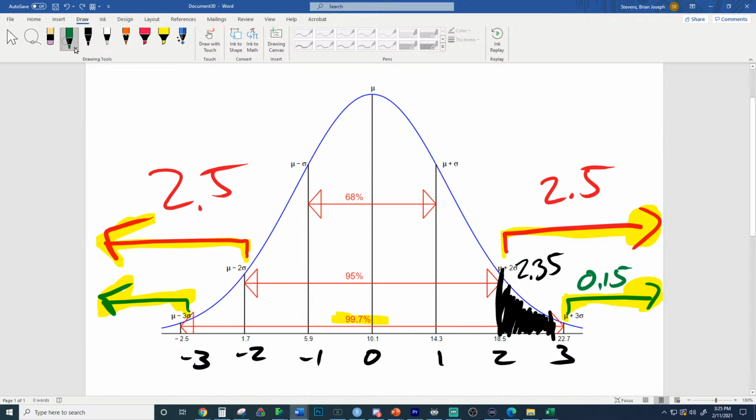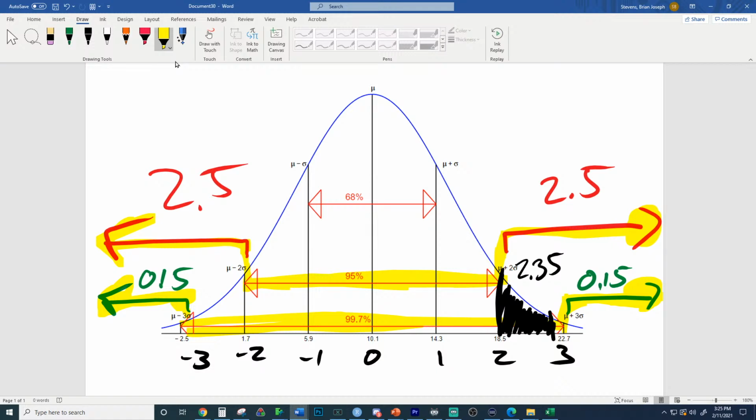The way to know you've done these correctly is if you go across these highlighted paths, how much area should you have? If you've labeled your graphic correctly, if you go across any of those highlighted paths, you should cover 100% of the curve. So it looks like we've done everything correctly.